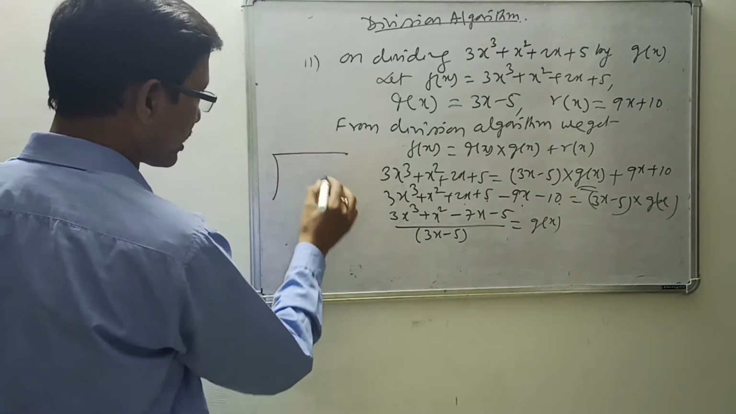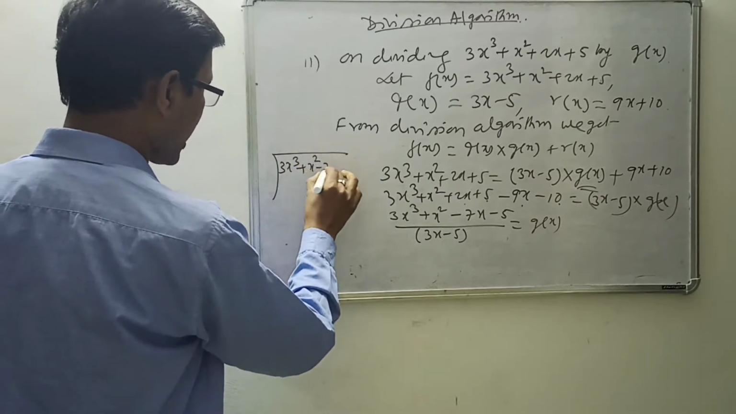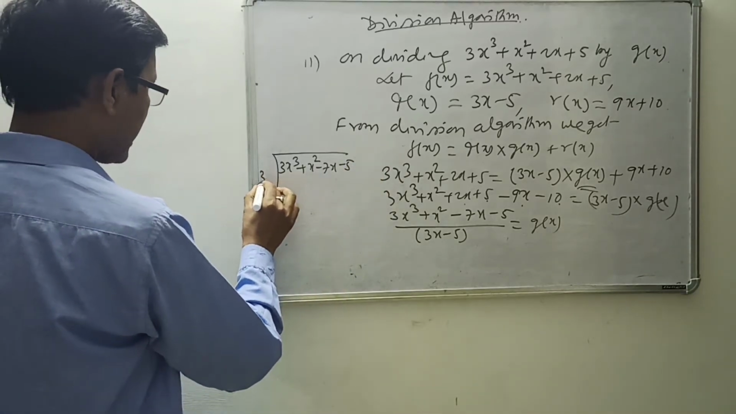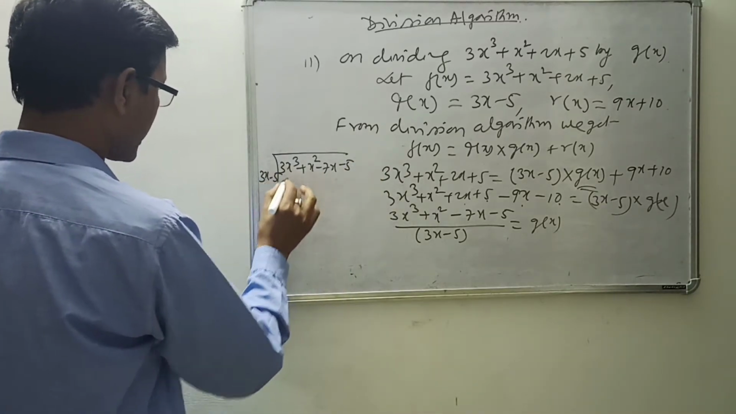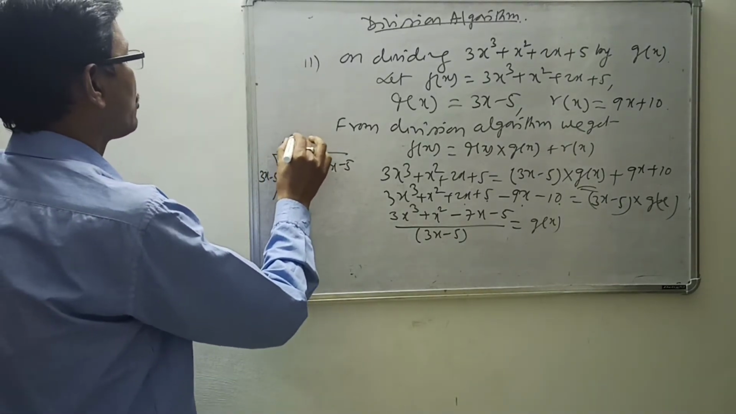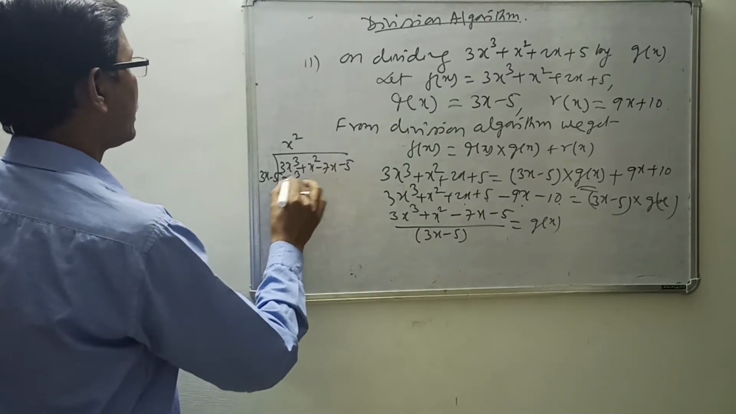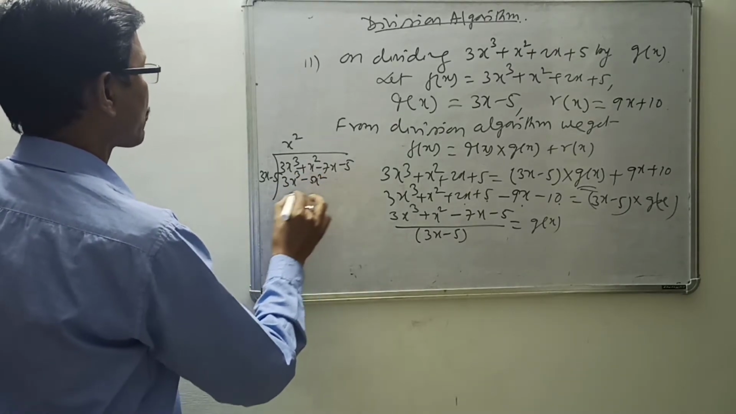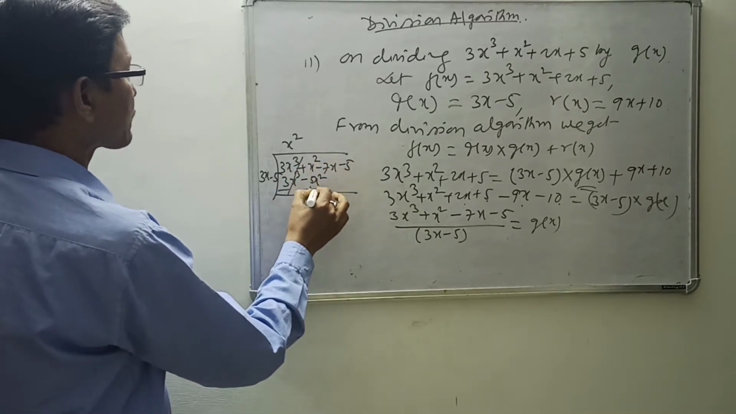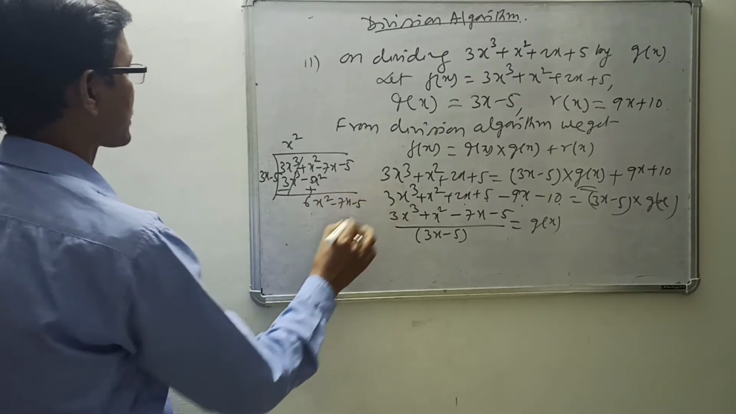By the long division method, you have to do this one. Inside I am doing this now: 3x cube plus x square minus 7x minus 5, divided by 3x minus 5. First 3x and 3x cube, it will go by x square. So 3x cube minus 5x square, plus x square plus 5x square becomes 6x square minus 7x minus 5.